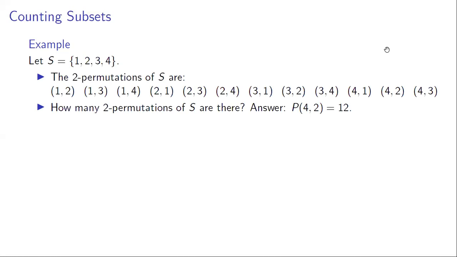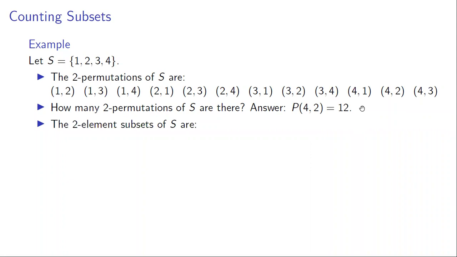And the answer is 12, and we use this notation, P of 4, comma 2. That means how many two permutations of this 4-element set are there? And the answer is 12. So now the new topic is, let's count how many 2-element subsets of S there are.